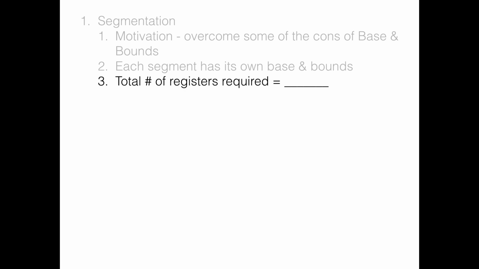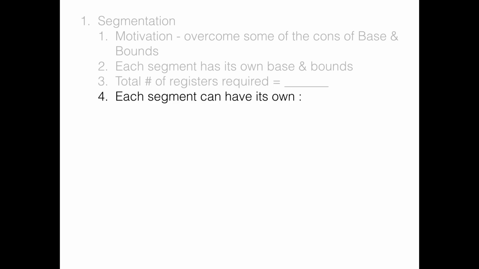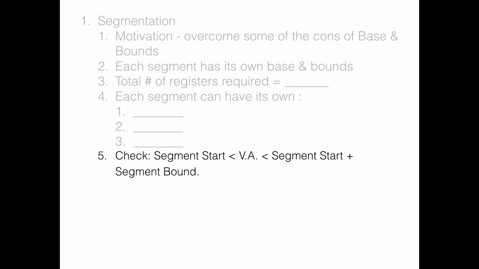So the total number of registers required is 2 times the number of segments. Each segment can have what? So that's how it's set up. Each segment can have its own size, its own start address also. Each segment can also have its own permissions. Look at the stack and the heap. What's the difference between them? The direction. So each of them can have their own direction, permissions, sizes, and start address.